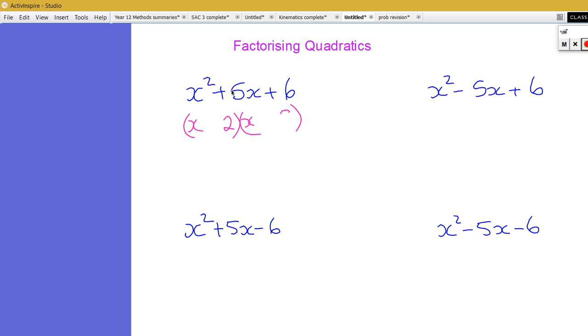It must be 2 and 3. Because it ends in a plus, that tells us that both signs will be the same, and the first sign tells us what that sign will be, so they'll both be plus.